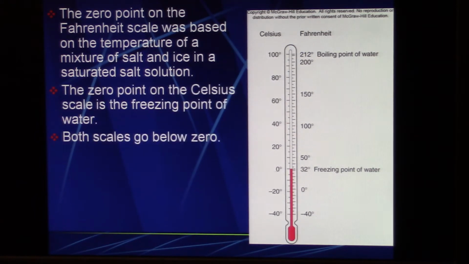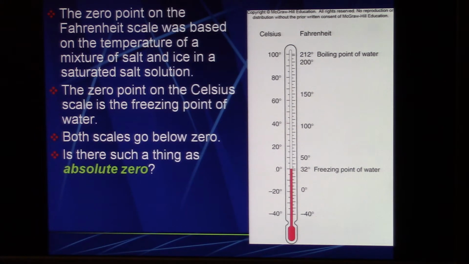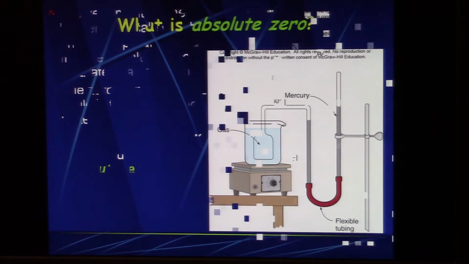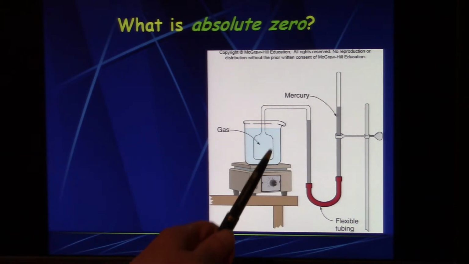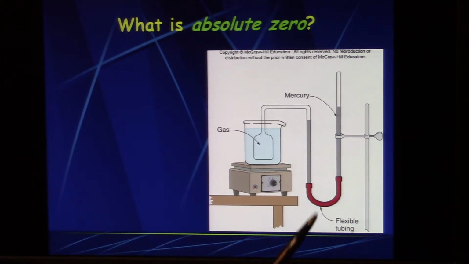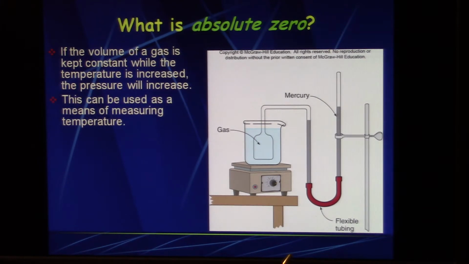And here's just some history. Is there such a thing as absolute zero, right? Because can you keep going down and down and down in temperature? Is there a zero where molecular motion stops? Yes, there is. There is a zero. And here's an experiment where they show based on pressure that you can get to absolute zero.